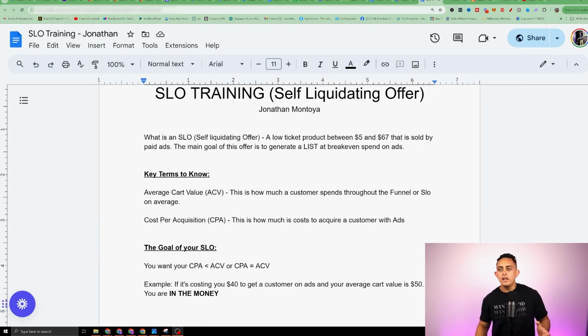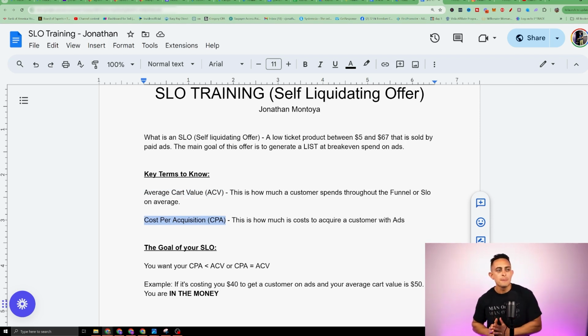So first of all, we need to understand a few terms, okay? There's gonna be average cart value, which is ACV, and then cost per acquisition, okay? These two values, these two data points are essentially the most important part of your SLO, okay? This is literally all I look at when I'm looking at the stats, okay?